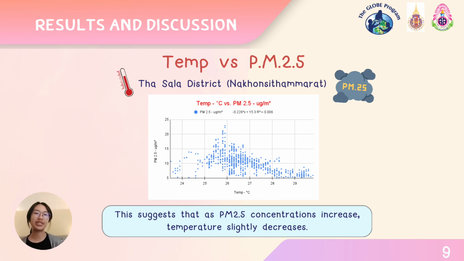Continuing to the next graph, which is temperature and PM 2.5 located in Nakhon Si Thammarat. The x-axis is the temperature in degrees Celsius, and the y-axis is the PM 2.5 measured in micrograms per cubic meter. This graph suggests that if the PM 2.5 concentrations increase, the temperature slightly decreases. But keep in mind that the temperature does not directly or indirectly affect the PM 2.5. We have to look at other factors too, such as rainfall, etc.